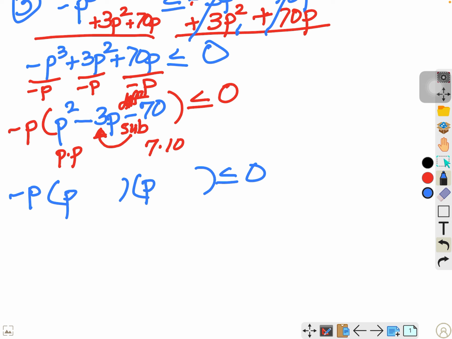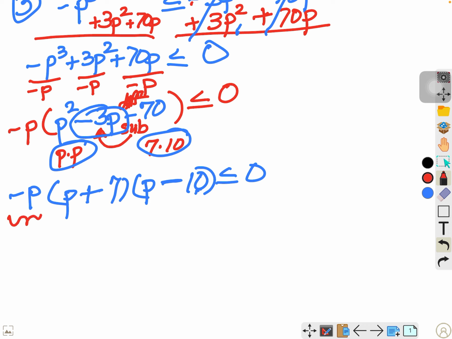And the first terms of each binomial, and 7 times 10. If I want an outcome of subtract 3p, 10 is going to control the outcome. It needs to be subtract, and the other sign needs to be different. So now I have 3 quantities: negative p, p plus 7, p minus 10, all multiplied together to be equal to 0 or less than 0.